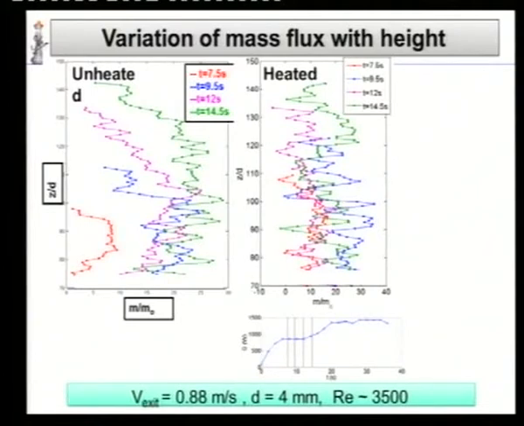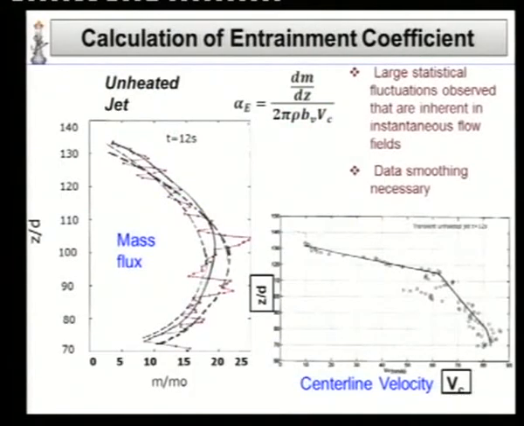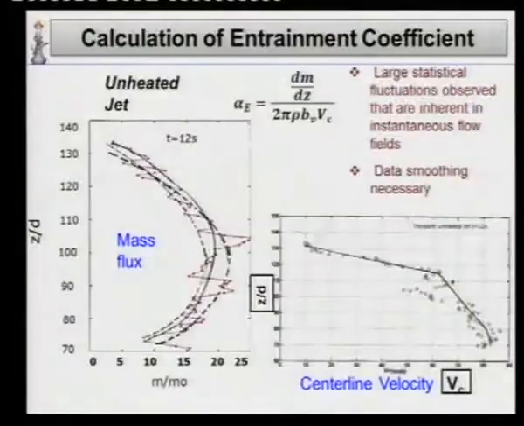Now here, it looks a little confused. That's because all the variables are varying at the same time. If you look at the mass flux, the entrainment coefficient, the mass flux ratio, if you look at any one of those at z by d at one given time, t equals 12 seconds, there are once again these large fluctuations. But the trend seems quite clear. It reaches a maximum value and then drops off.